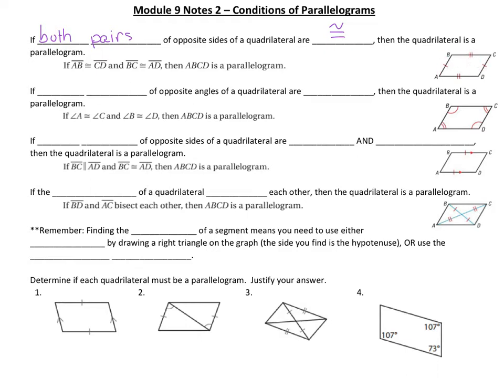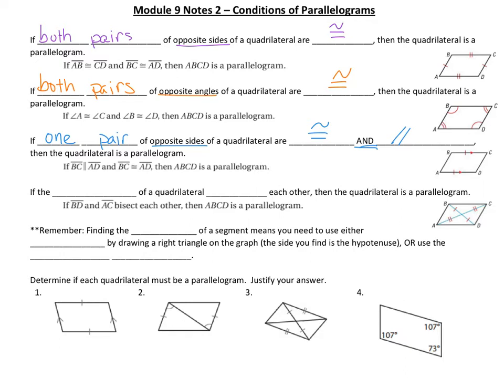Our next reason: looking at our picture right here, we can see that the opposite pairs of angles are congruent to each other. So if both pairs of opposite angles in a quadrilateral are congruent to each other, then we know it is a parallelogram. The third reason is if one pair of opposite sides in a quadrilateral needs to be congruent, and it also needs to be parallel to each other. If you look at your picture right here, they need to be both parallel and congruent to each other.